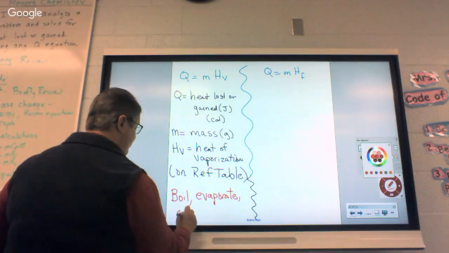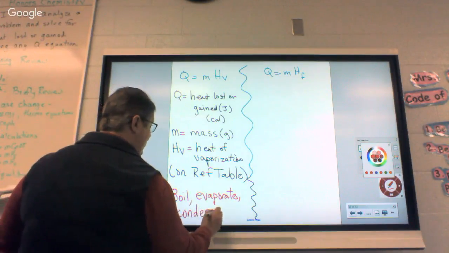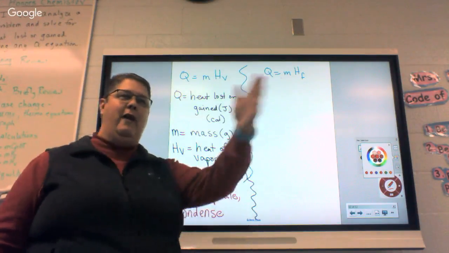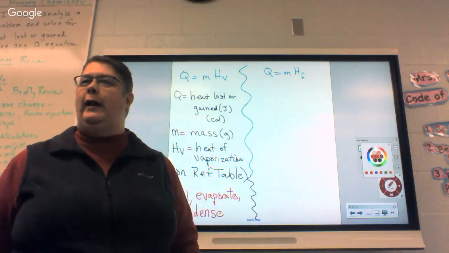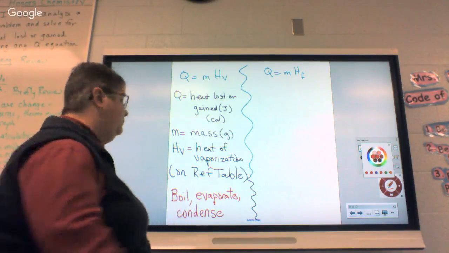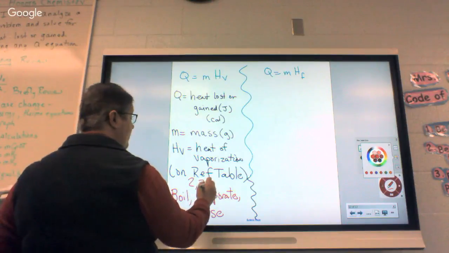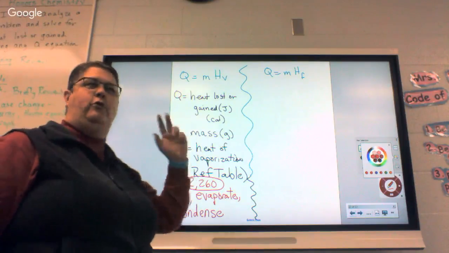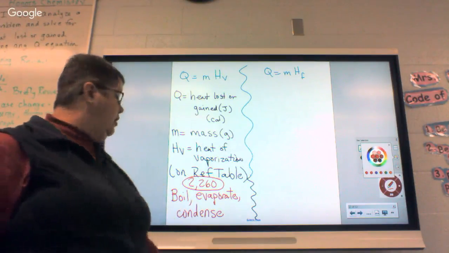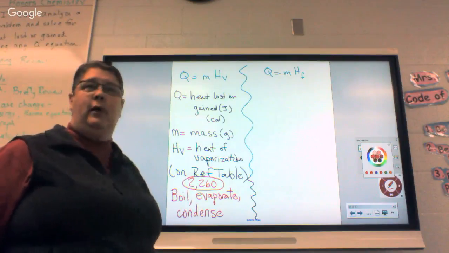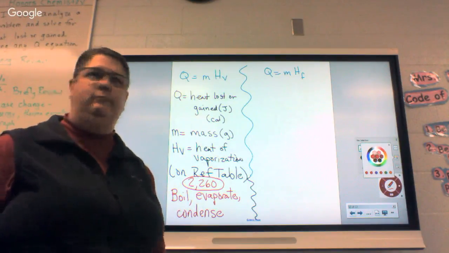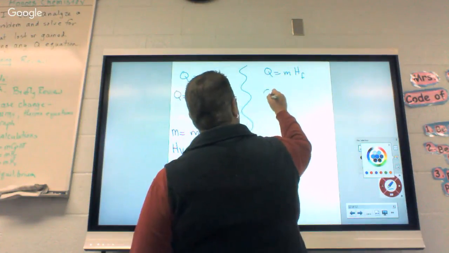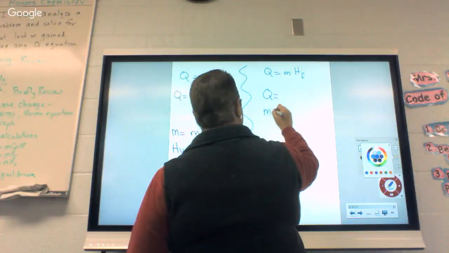Does it say condense? If it says any of those things, then I'm going to look up HV on that reference table, and I'm going to use what number? Exactly. I'm going to look up that number on the reference table, and I'm going to put it in. If they don't use those words in my question, I'm not using that. Now, if I have this, I already know what Q is. I already know what M is.